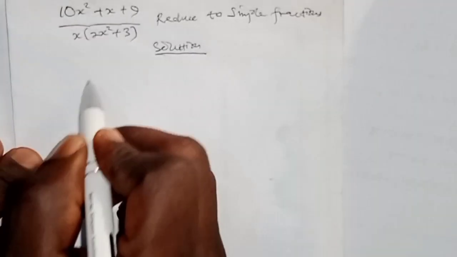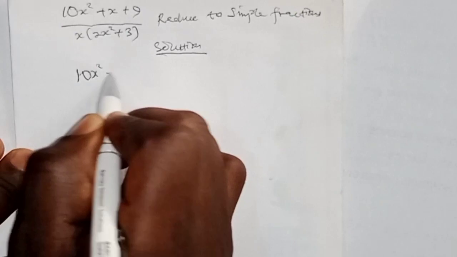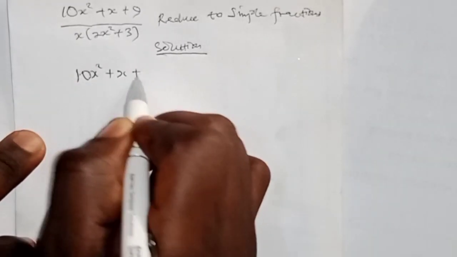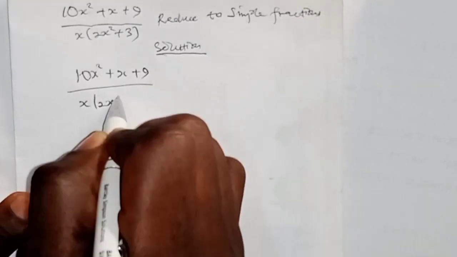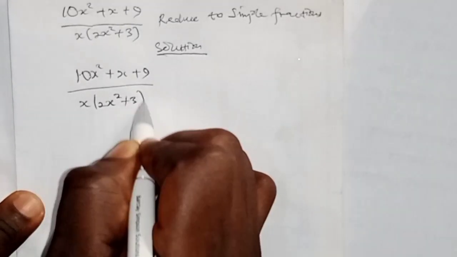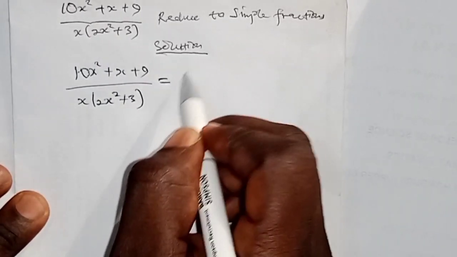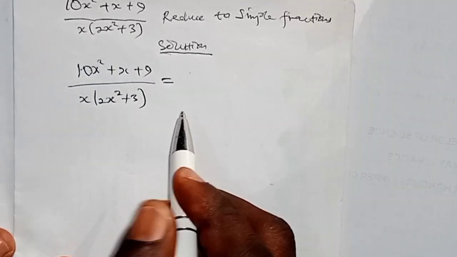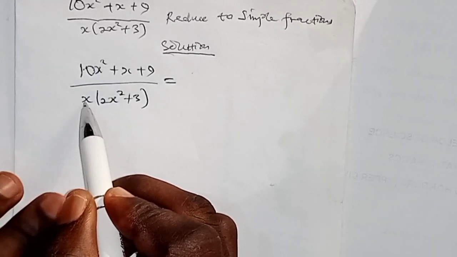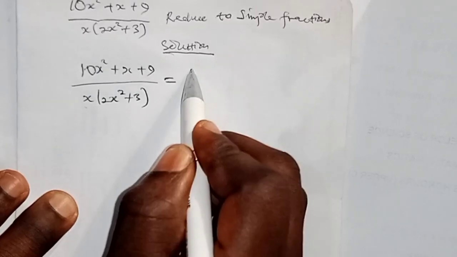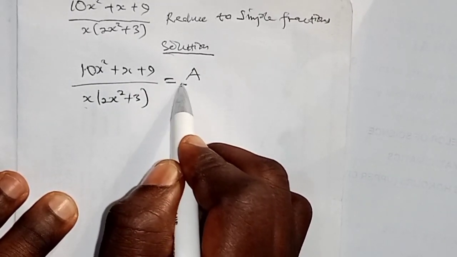Okay, what I'm going to do now, let me just repeat the question. This is 10x raised to the power 2 plus x plus 9 all divided by x into 2x squared plus 3. Okay, so I'm just going to form different fractions right here. I'm going to form a fraction for the first one. Since the power of x in the denominator is 1, the power of x in the numerator will be 0.